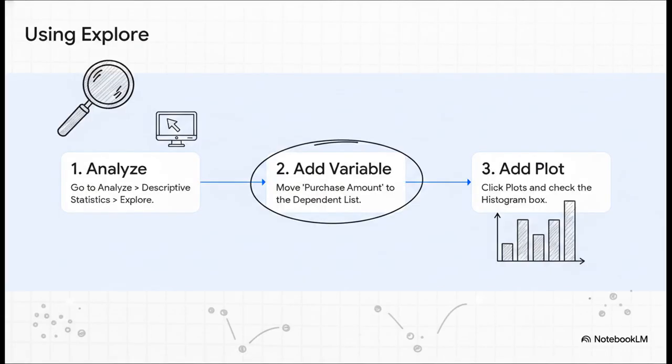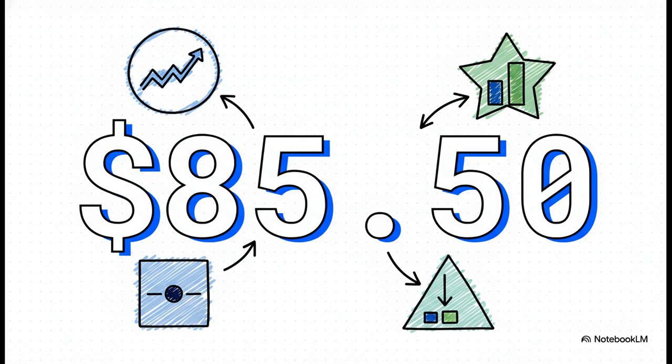To really dig into these numbers, we use another tool in the kit. All we do is put purchase amount under the microscope and ask the software to show us how it's all distributed. And here is a fantastic finding. The average, or mean purchase amount, is $85.50. This one number gives us a perfect snapshot of what a typical customer spends. It's a great baseline for the rest of our investigation.